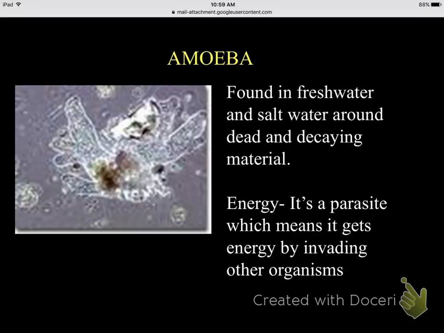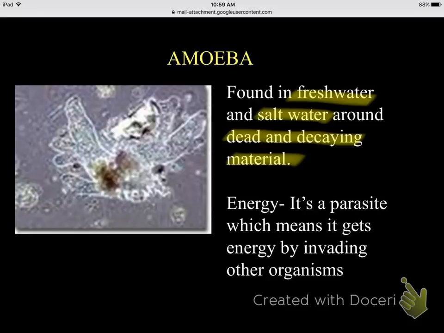The next protist we're going to talk about is the amoeba. This is actually one of my favorites. The amoeba is found in both freshwater and saltwater. So your rivers, your lakes, your streams, your ponds, your oceans, all water places this type of protist can be found. Most of the time it's around dead and decaying material. So if you have a pile of leaves in the corner of the water by the bank, they're usually there. If there's an organism that's dead or decaying in the water, you can typically find the amoebas around there.